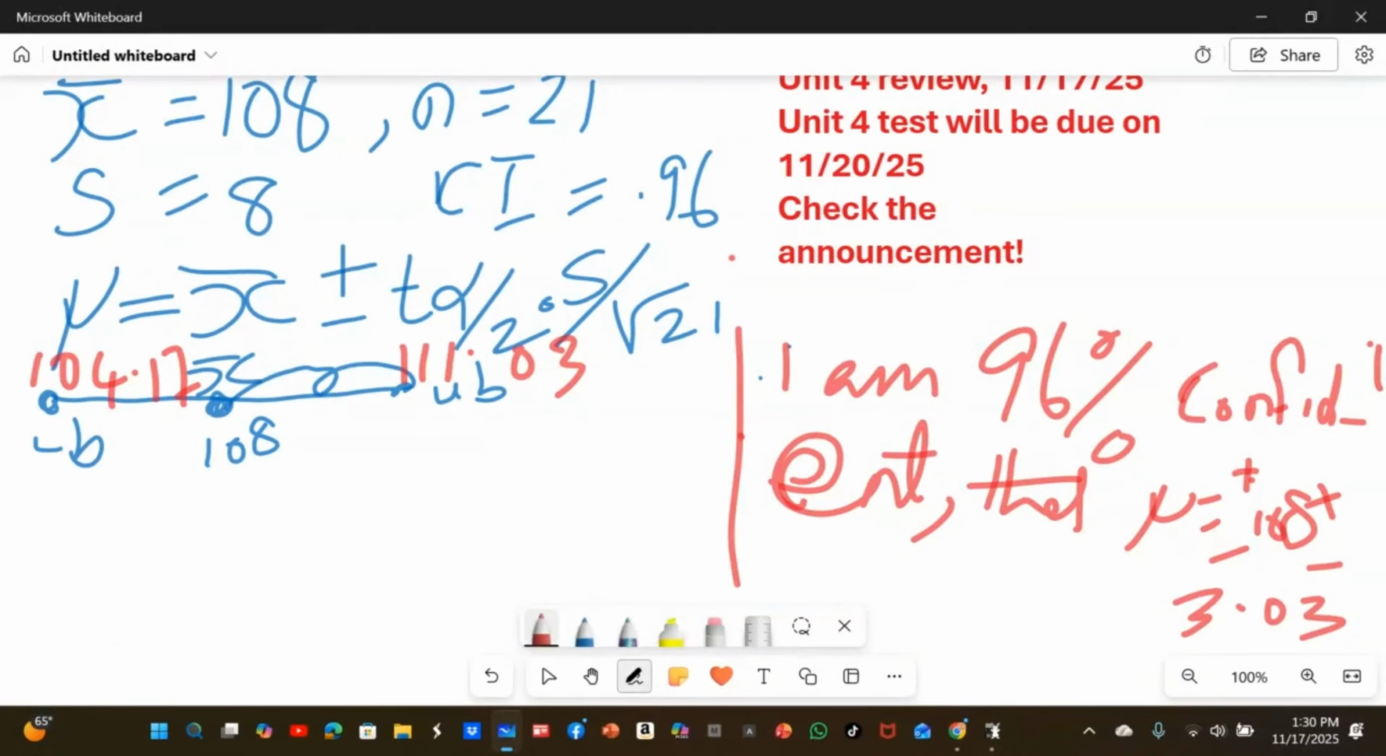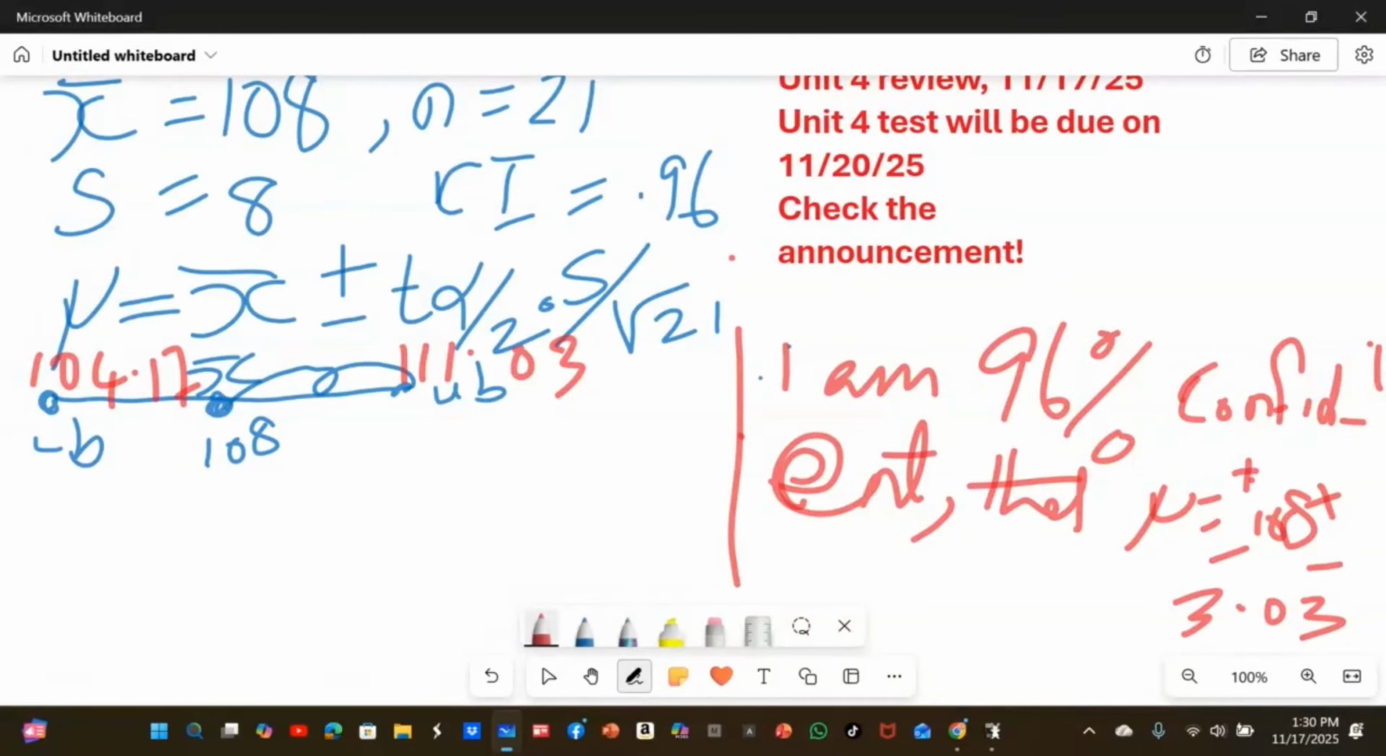I do not know exactly what the mean of the population is, but using what I'm given at a 96% confidence interval, I'm saying that if I keep testing, I will find that the mean lies between 108 plus or minus the margin of error, 3.03. There are many ways you can say it, but make sure you conclude. You have to write a conclusion for your test.